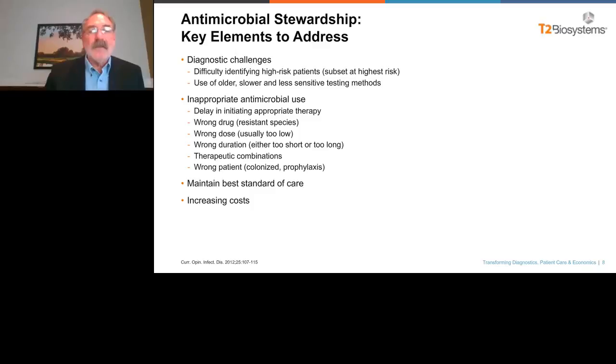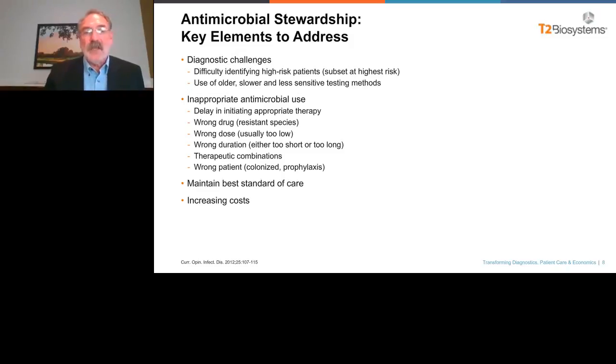There are key elements that I think antimicrobial stewardship must address. And I think of these right now also for antifungals as well as antibacterials. We have diagnostic challenges, and we have to identify high-risk patients, and this could be quite difficult, especially trying to identify the subset at highest risk. And this is because we use old, slow, and less sensitive testing methods as well. There's a lot of inappropriate antimicrobial use out there, and that, of course, is why we have these programs.